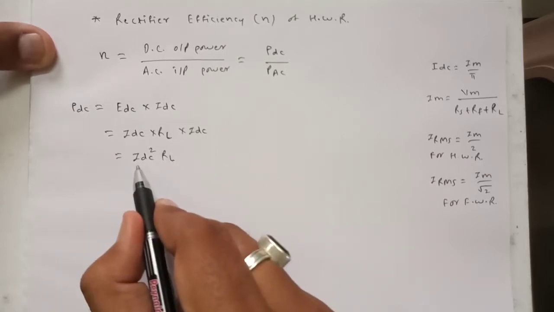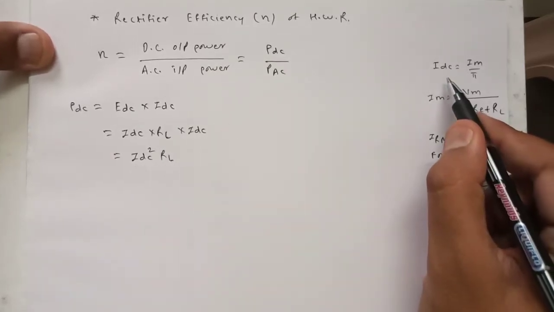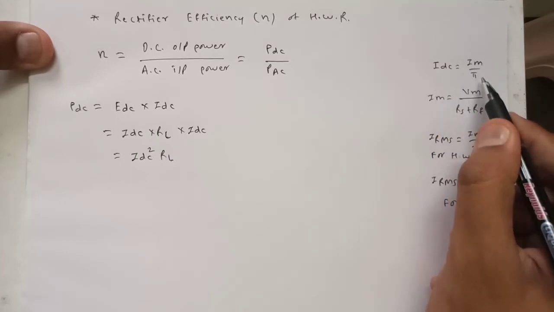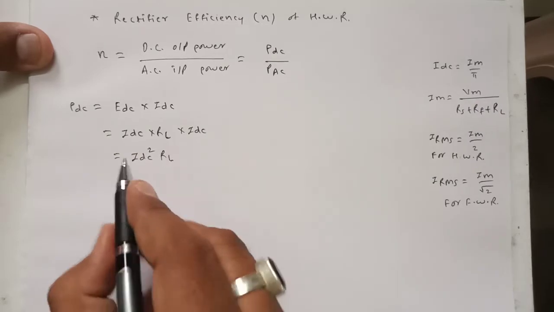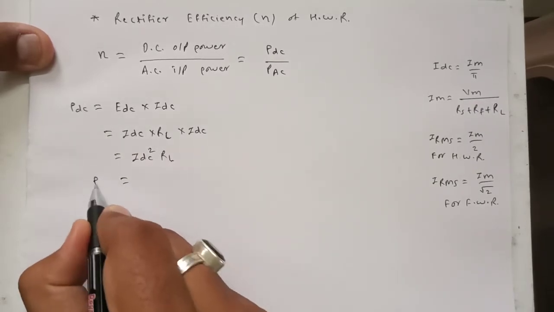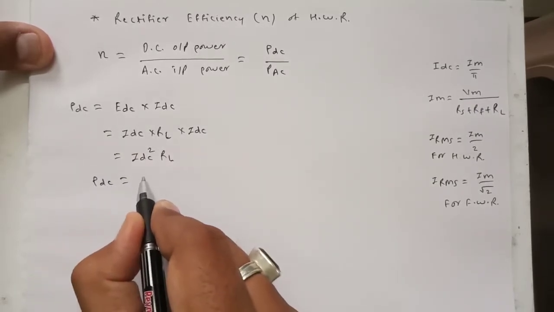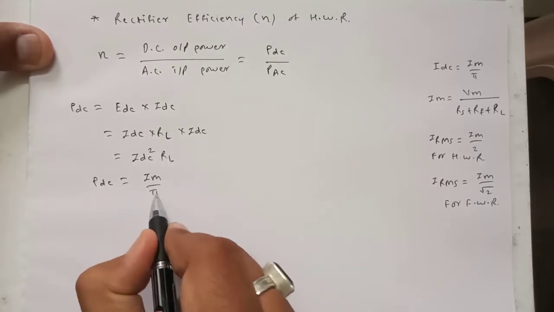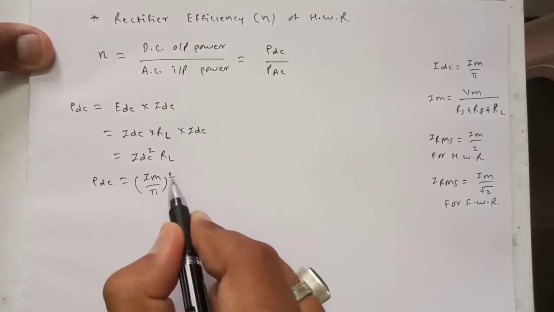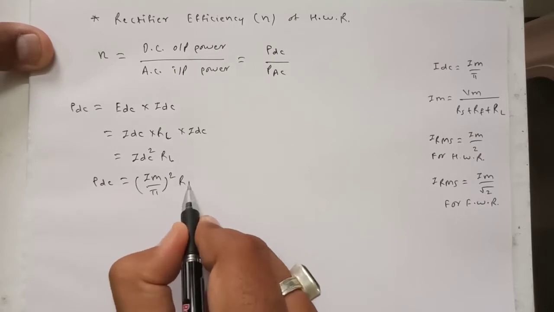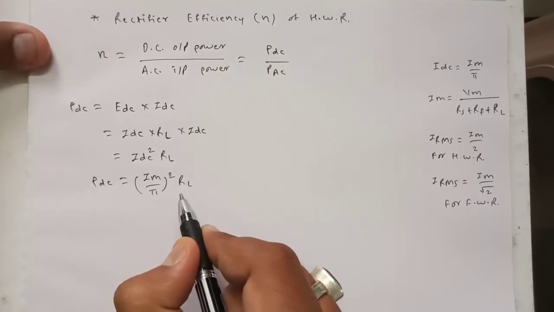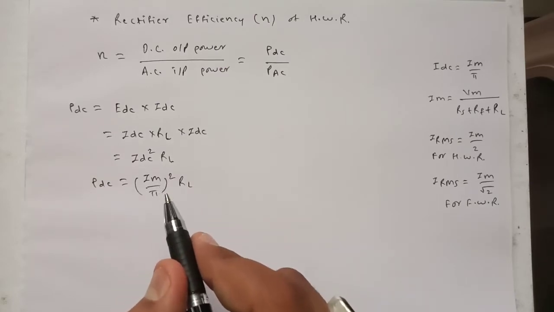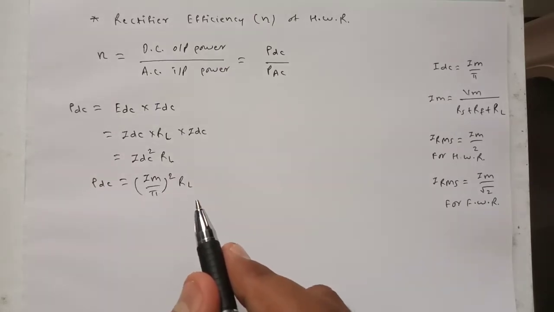Now we have already taken this equation here. IDC is given by Im by pi. So putting this equation here, the equation for PDC is equal to Im by pi bracket square, and this is multiplied by resistance RL. So that is the equation for the DC power which is available at the output of the half wave rectifier.